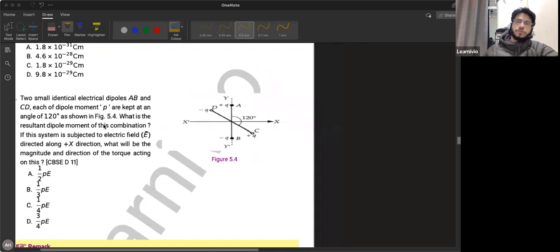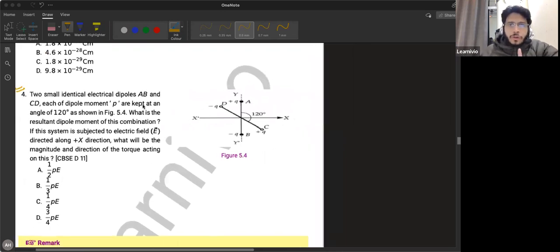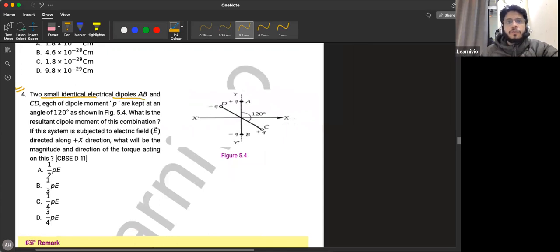Okay, let's solve this question. In this question, instead of one dipole, you have two small electric dipoles AB and CD, each of dipole moment P, kept at an angle of 120. See, this is one dipole, with charges minus Q and plus Q. This is P. And then you have another, minus Q and plus Q. This is P. The angle between both the dipoles is 120 degrees.